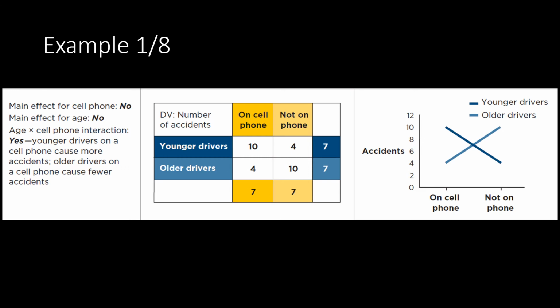Okay, so the first one. Here we'll start in the middle of the table and kind of how to read this. So I have younger drivers and older drivers, whether they're on their phone or not. Younger drivers, when they're on their phone, get into about 10 accidents, but younger drivers, when they're not on their phone, only get into 4 accidents. Older drivers, when they're on the phone, only get into 4 accidents, and not on the phone, they get into 10.